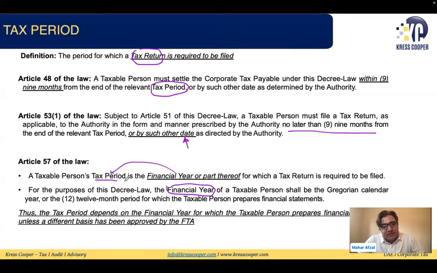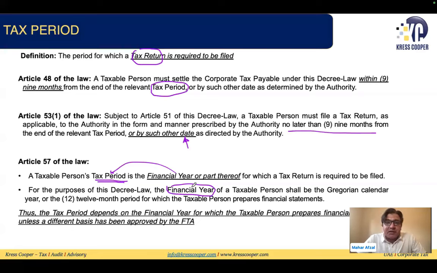So the tax period depends upon the financial year. The financial year can be a period of 12 months, it can be more than 12 months, and it can be less than 12 months as well, because we need to look into the commercial law. We'll discuss this. So the crux is the financial year. The tax period is based upon the financial year, but you can change your tax period as well. There are various reasons for this that we'll be discussing today.